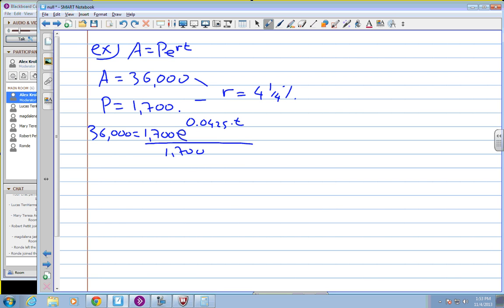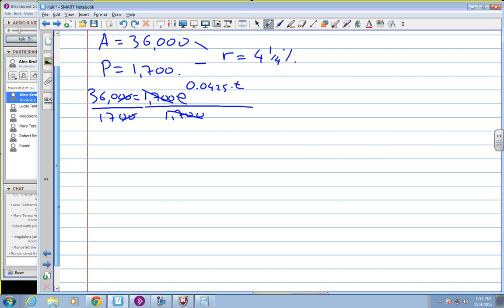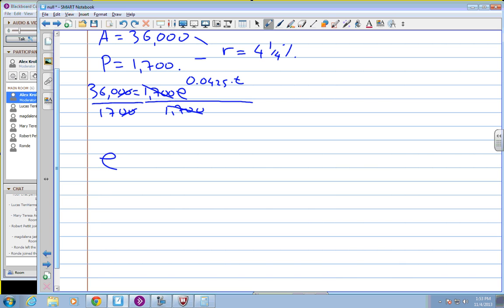No, I cannot. e is the base here, so even if I divide by e, nothing good will happen. So 1,700 cancels, a couple of zeros cancel on this end. So here I have e to the power 0.0425t equals 360 over 17.